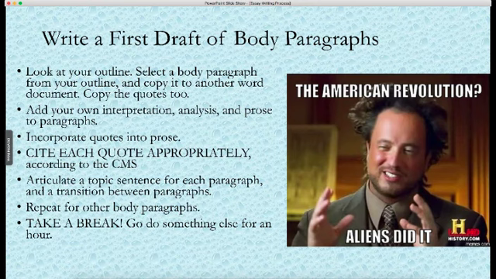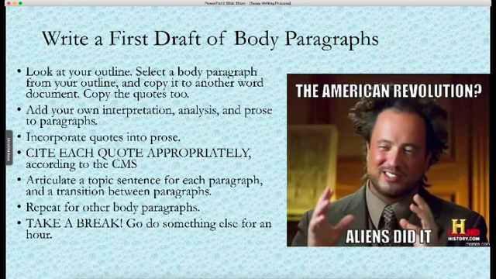There are some examples of this on the style guide that's posted on D2L, but also you can take a look at Thomas Zander's work and see how he incorporates quotes. He's quite good at it. How can you work the quotes you've chosen into your prose?